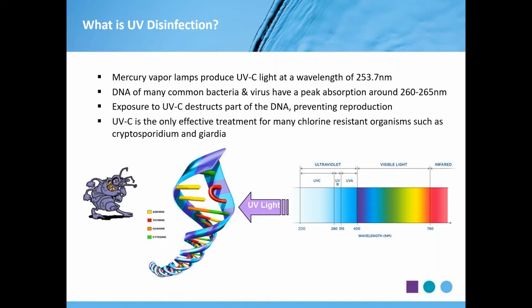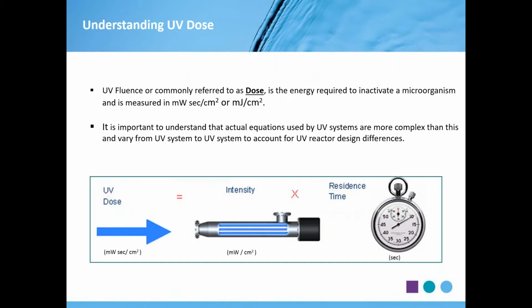So if we look at when we're actually sizing a UV system, and this goes into the equation of whether we need to look at medium pressure or low pressure and the differences and advantages, we look at something called dose. That UV dose value is often expressed in millijoules per centimeter squared, which is probably the most common way that you'll see it written. That UV dose equation, very simply, is made up of the amount of UV light that you've got and how long that water is going to be exposed to that UV light.